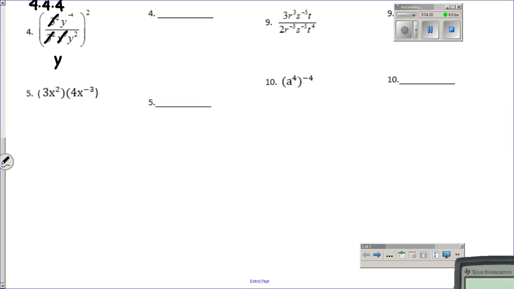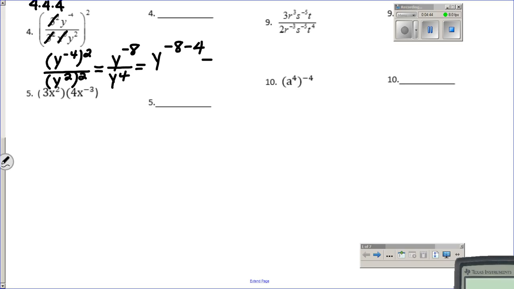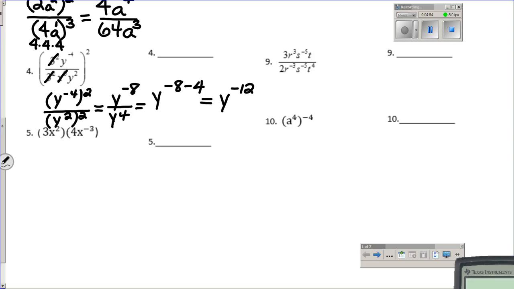You're going to take the y to the -4 and raise it to the second power, over y squared, also raised to the second power. Now let's simplify. Our rule is to multiply the exponents, so this simplifies to y to the -8 divided by y to the 4th. When we divide, our rule is to subtract our exponents. So we're going to say -8 minus 4. This equals y to the -12th. Now we need to correct the negative exponent, so we need to write this under 1. Our final answer is going to be 1 over y to the 12th power.